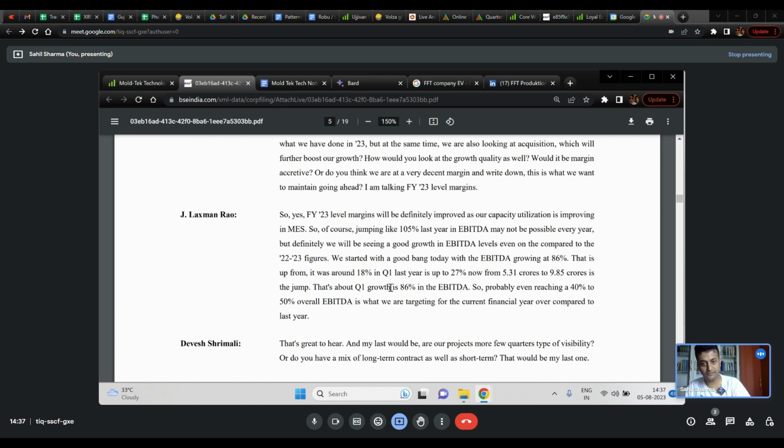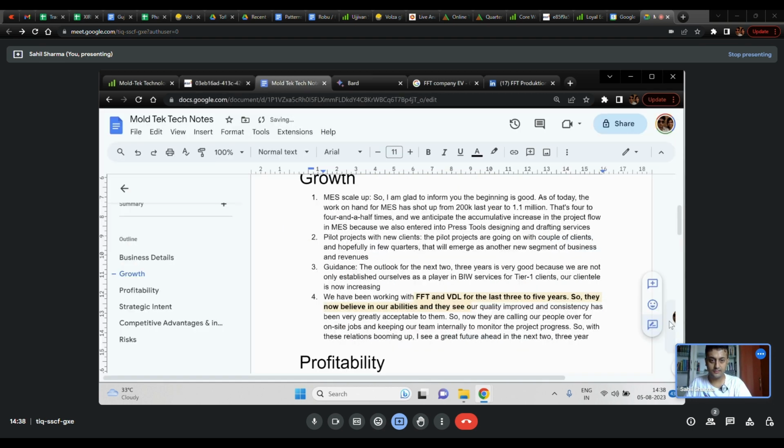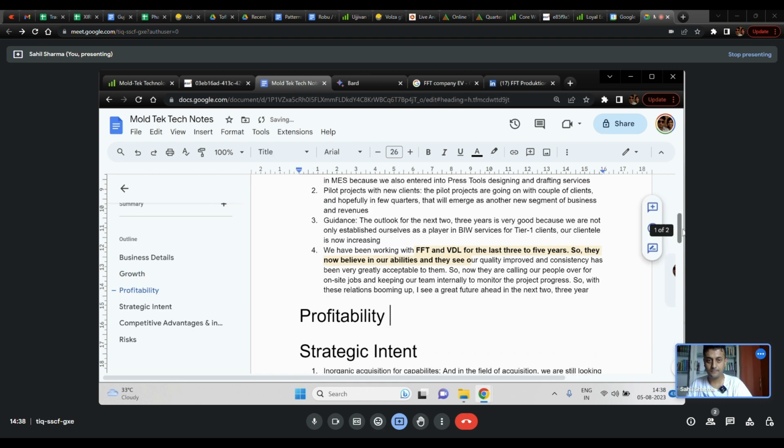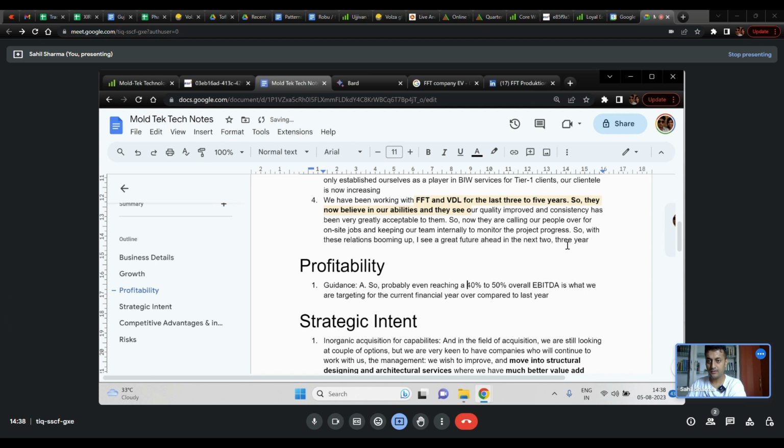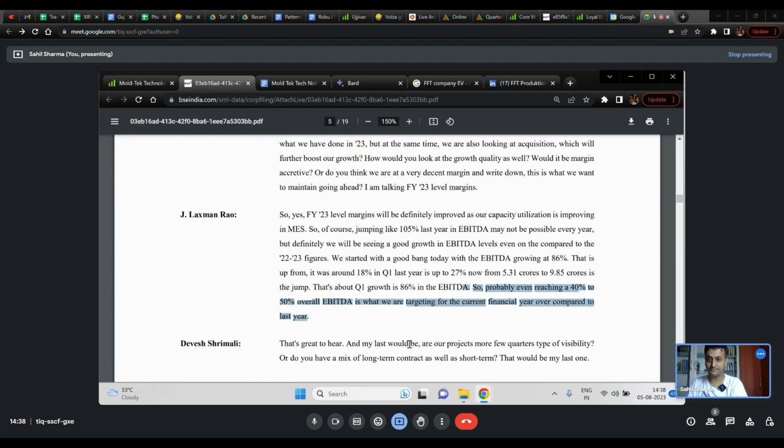So he's talking about the fact, long story short, that there will be a 40 to 50% growth in EBITDA this year. This will come under profitability guidance. It's important to capture these things, because when you listen to the Q2 con call, you'll then have a mental map of what he had guided for, and then whether they are actually meeting that guidance or not meeting that guidance.